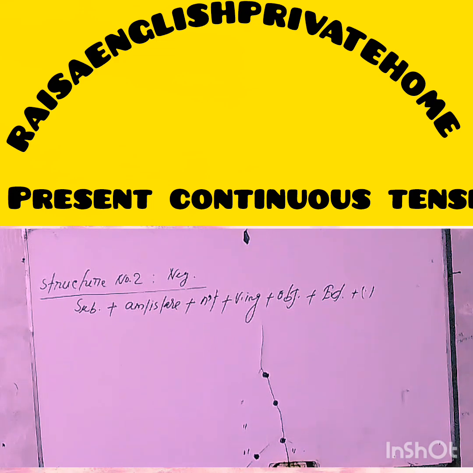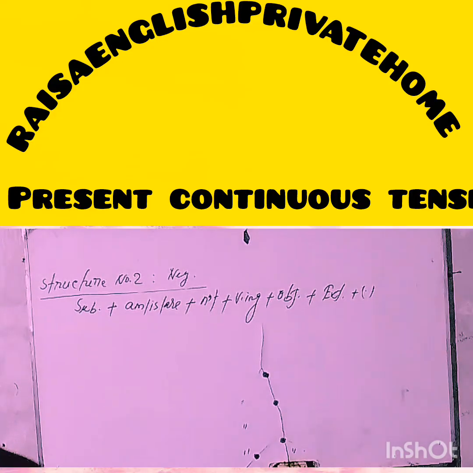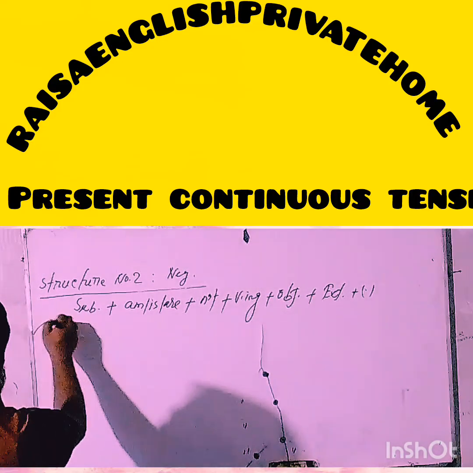My dear learners, when we are going to form various kinds of negative sentences with the present continuous tense, we'll have to use the structure. At this moment, at first you'll have to try to say the structure: subject plus am, is, are plus not plus verb ing plus object plus extension plus full stop. I hope that you have understood clearly, my dear learners.